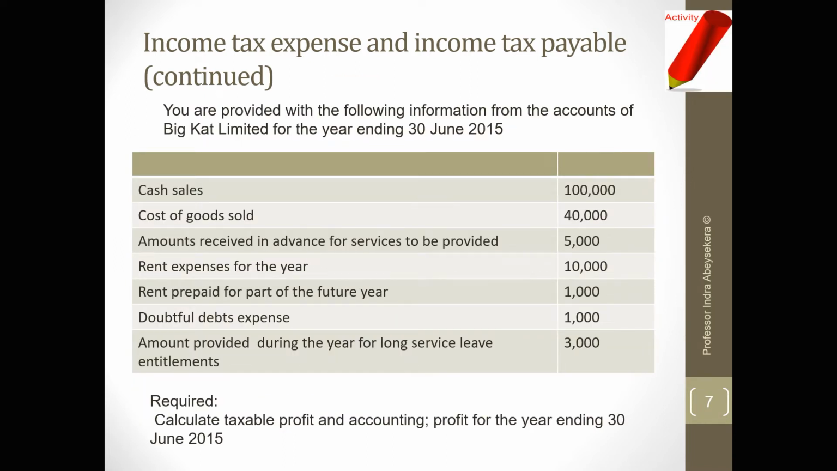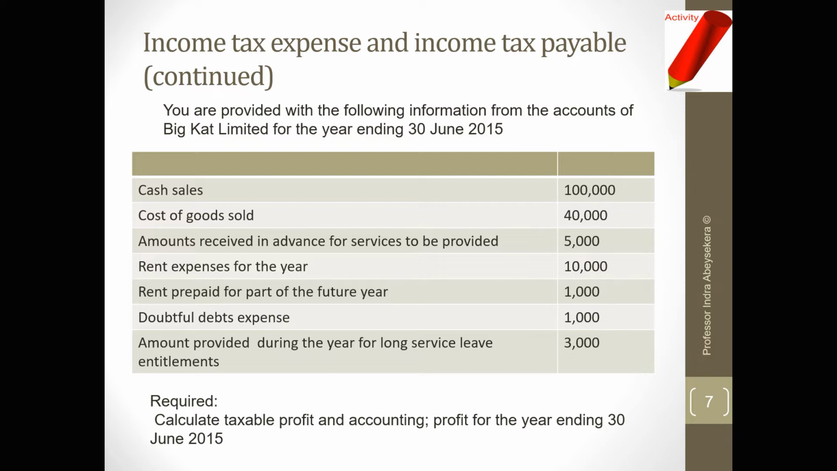So if we take an illustration here, this is an activity for you to do. You can pause the video here, and then you can do this exercise and then continue. Here you're given some items or some events that have occurred: sales, cost of goods sold, amount received in advance for services provided, and rent expenses, rent prepaid, doubtful debts expenses, amounts provided for the year for long service leave entitlement.